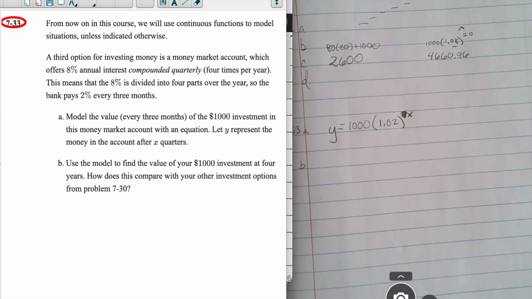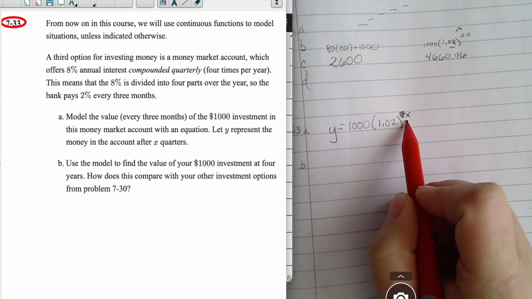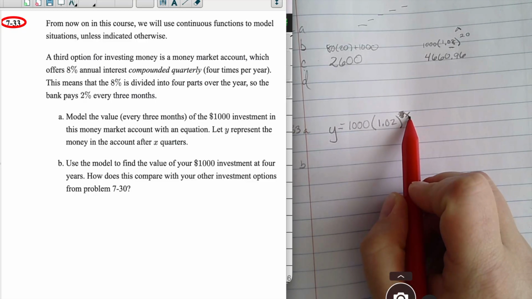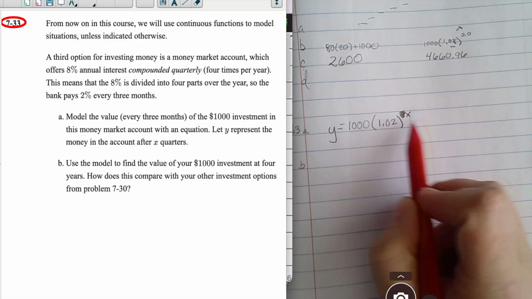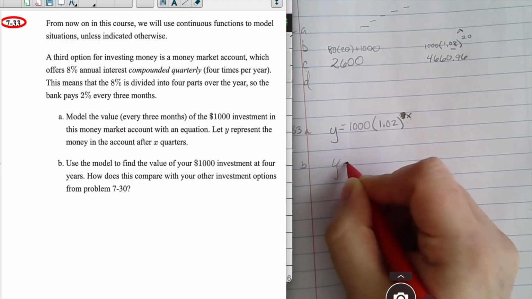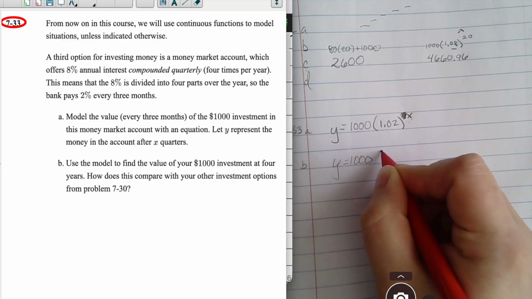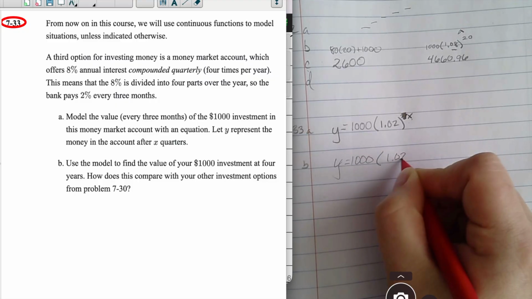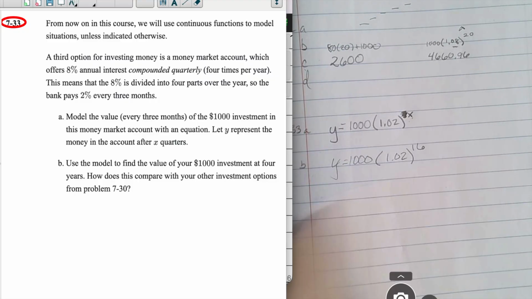It says use the model to find the value of your investment after 4 years. Now keep in mind, this is talking quarters. So in order to get the number of years, it would actually be 16 total quarters. So I would need to go y equals 1,000 times 1.02 to the 16.